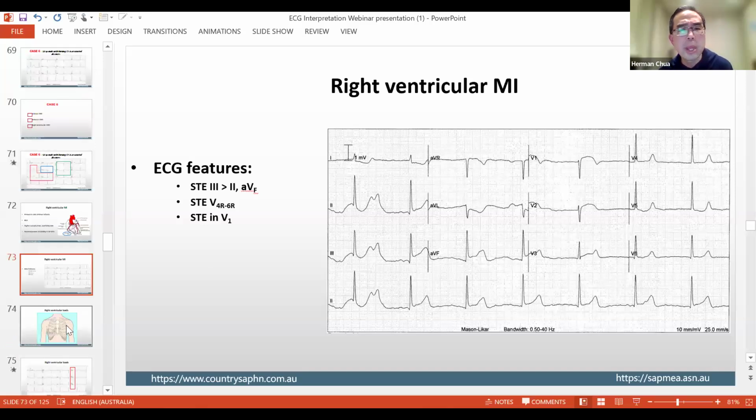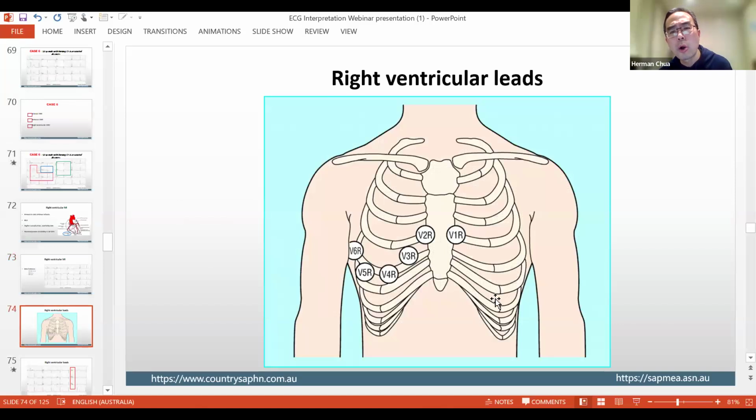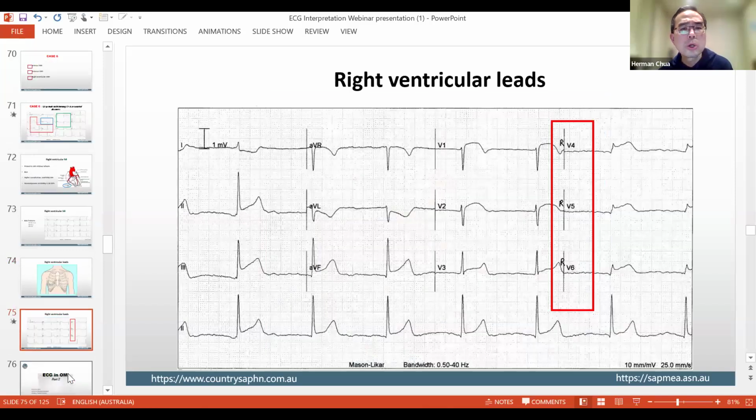So this is the diagram. Instead of doing it on the left side of the precordium, you do it on the right side of the precordium, and you may get elevation there. In this particular patient, we did it. I just did V4, V5, V6, and there you go. You get the ST elevation there, confirming that the elevation I see in leads V1 and V2 in the original ECG is actually a right ventricular infarct. So this is an inferior myocardial infarction with right ventricular involvement.